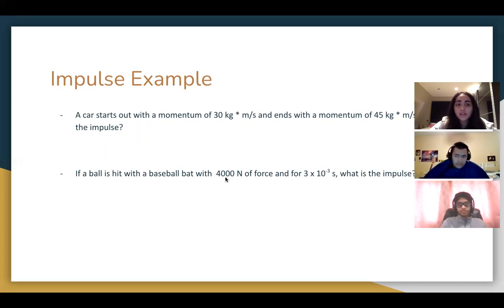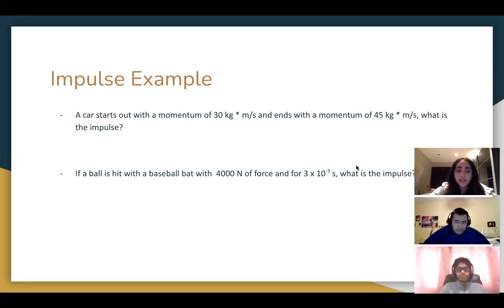So first up, a car starts out with a momentum of 30 kilograms times meters per second and ends up with a momentum of 45 kilograms times meters per second. What is the impulse? So this is really simple. Impulse is the change in momentum. So you just subtract these two quantities and you get 15 kilograms times meters per second.